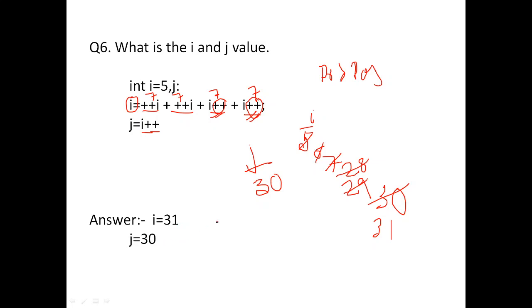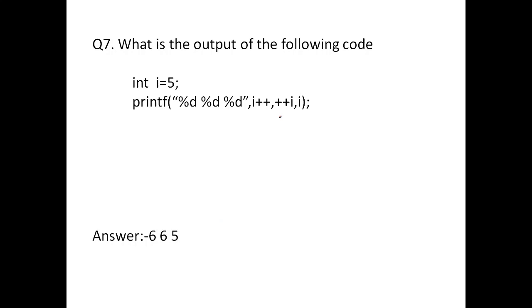Now next question, and this is our last question. What is the output of the following code? Remember one thing: printf always evaluates from right to left, but it prints from left to right. Evaluation is done from right to left and printing is done from left to right.